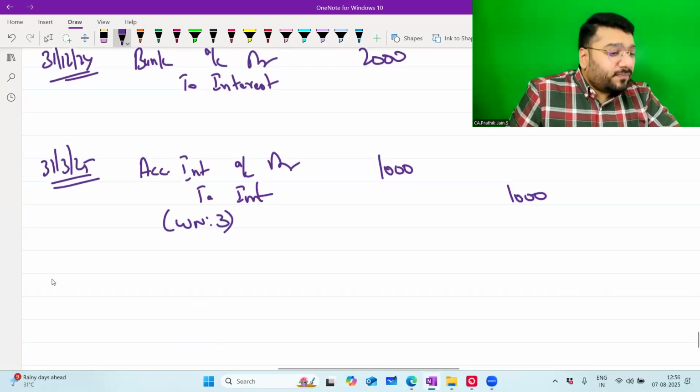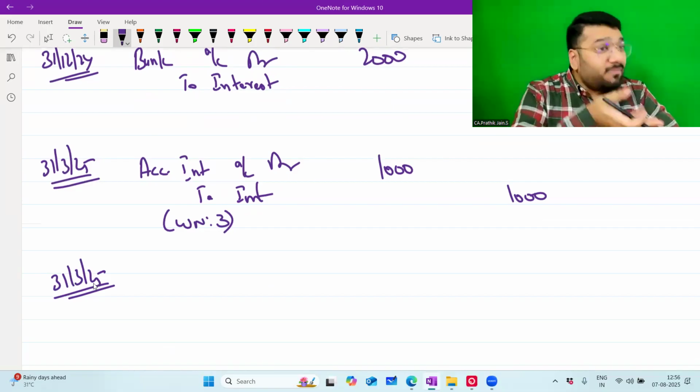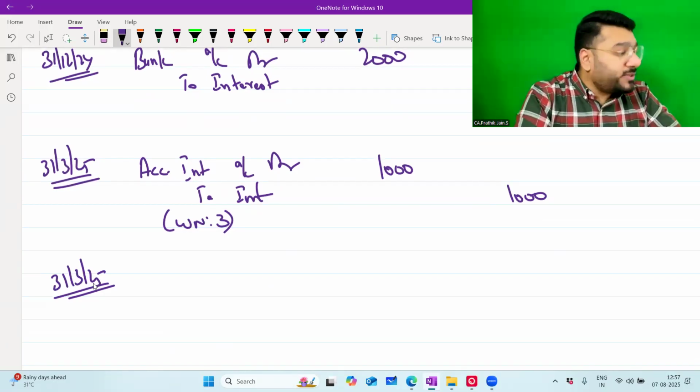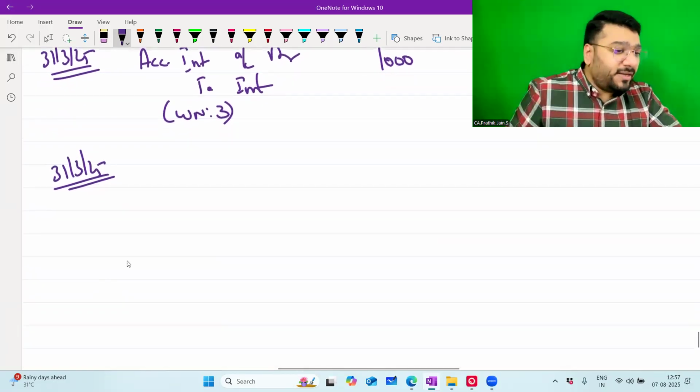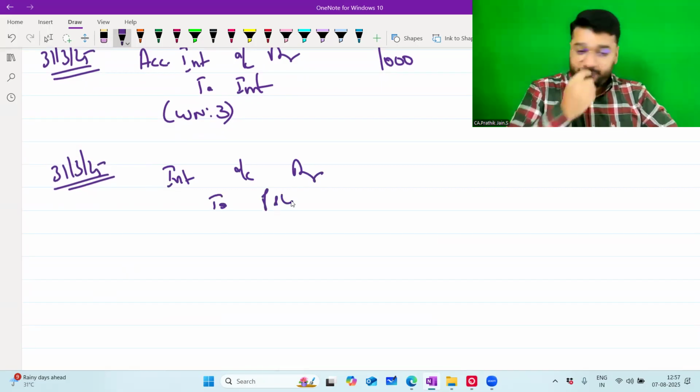Now the closing entry, 31/3/25. Whatever is there in the net interest will transfer to the P&L account. So don't sit and do the calculation. Anyways, you're going to prepare the ledger. Whatever the balance is coming in the interest ledger, that is the amount for which you have to pass the closing entry. So leave the space for that. So the entry is going to be interest account debit to P&L. Amount I'll take from the ledger.